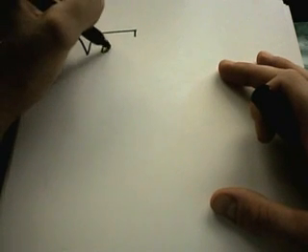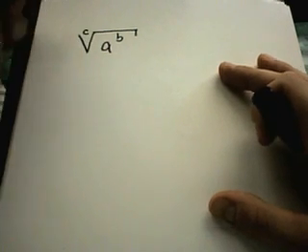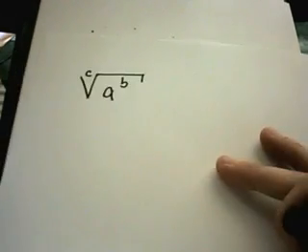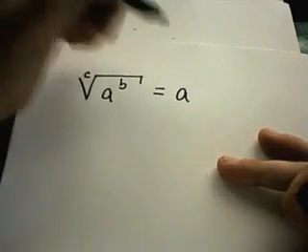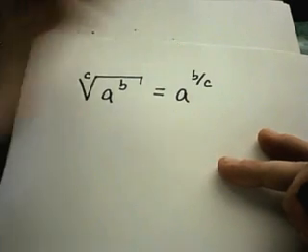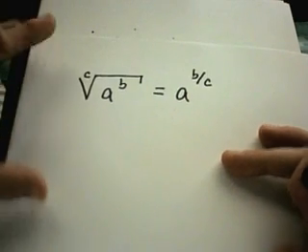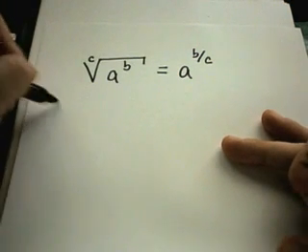So suppose I have a number a raised to the b power, and the index outside is a c. The idea is you can write this as a fractional exponent, as a raised to the b divided by c power. And obviously you can go either way.